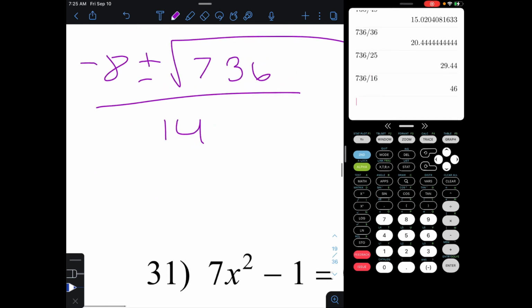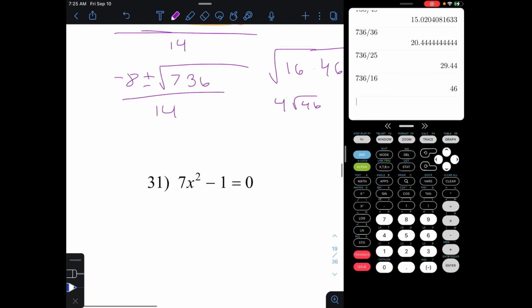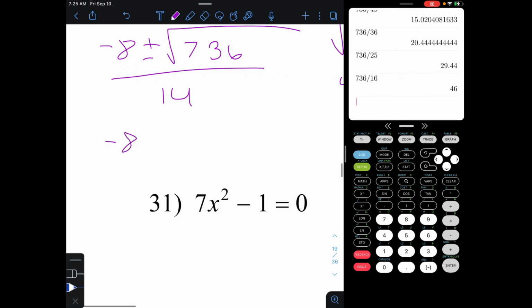So we can go ahead and break this down. Let's simplify the radical specifically. We know 736 is going to be equal to 16 times 46, which becomes 4 root 46. So what we're going to do is negative 8 plus or minus 4 root 46 all over 14. So we are almost there.